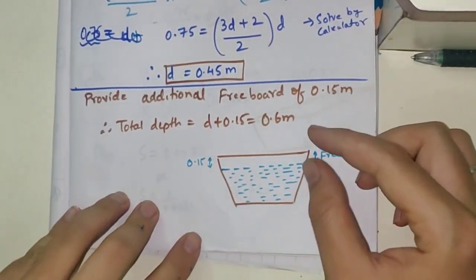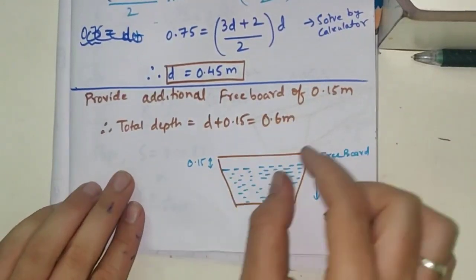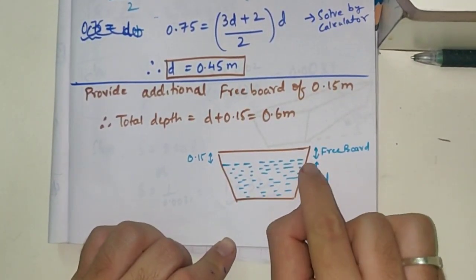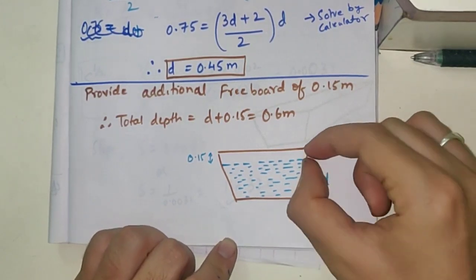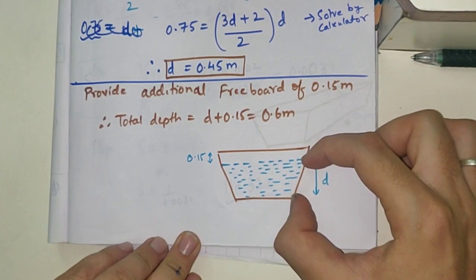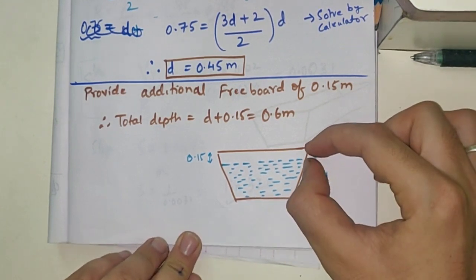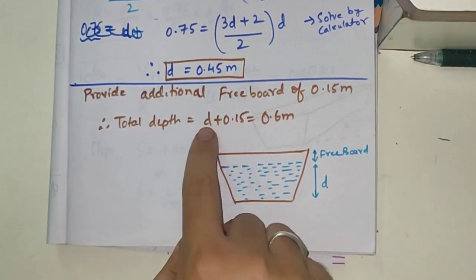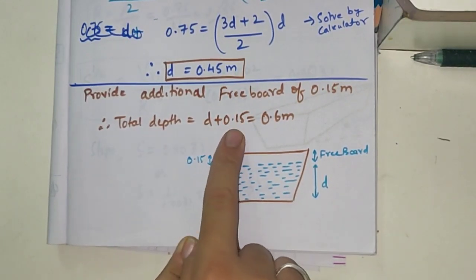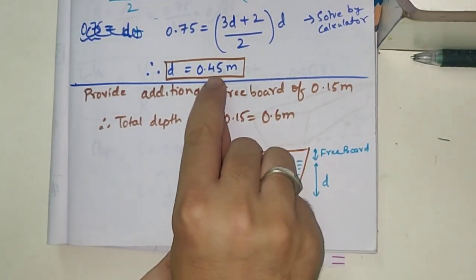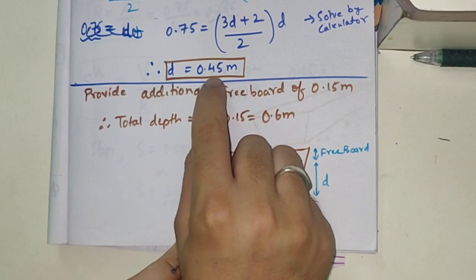Next, there is another small step which we won't consider anyway. Like I told you, we are giving a small freeboard of 0.15. This is D plus extra depth. This depth we won't use for any kind of design because the water is only expected to be here. This is just a factor of safety, we give 0.15 extra. So total depth is equal to D plus 0.15, that is the freeboard, is equal to 0.6. This value we won't use anywhere. Again, in the next step we are going to use the 0.45 value only.